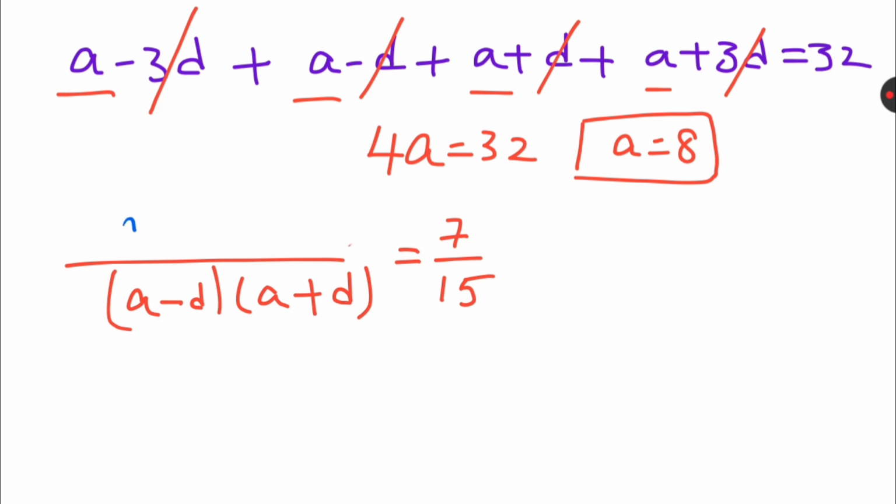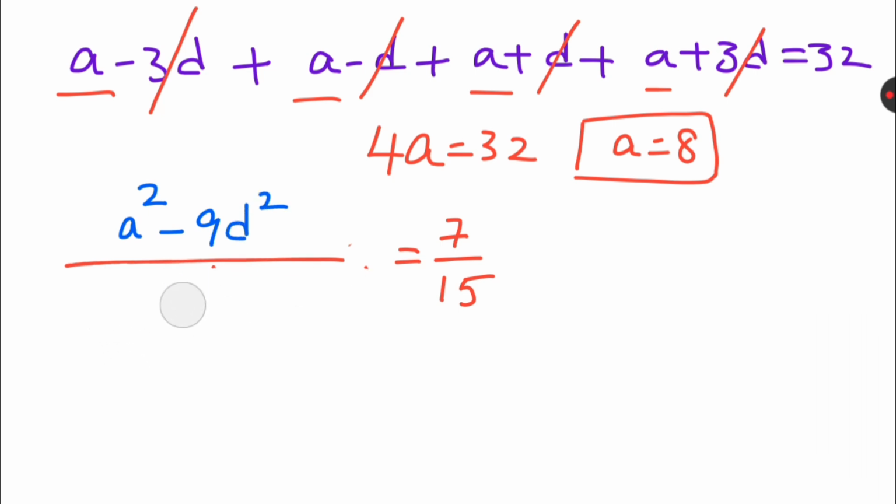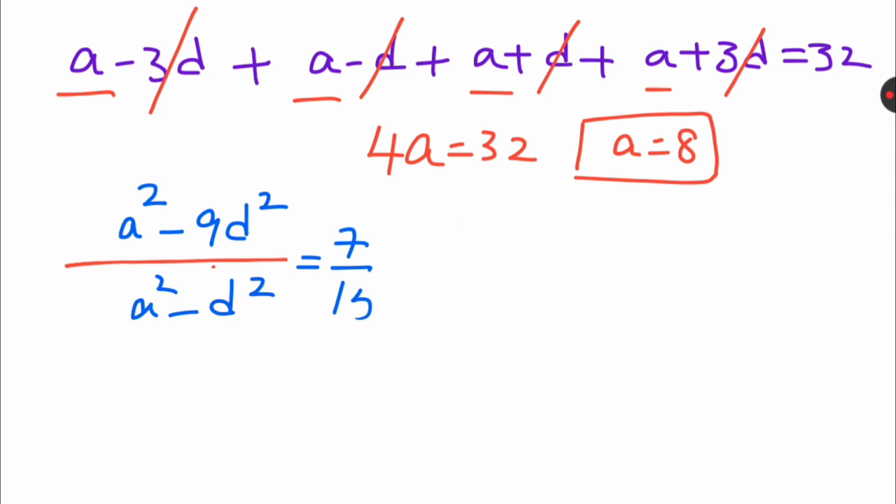It is a square minus b square. b square is 3d square, which is 9d square. Similarly, the denominator is also in the form of a minus b times a plus b. The formula is a square minus b square. That is equal to 7 over 15. Here we know the a value. What is the a value? The a value is 8. We can substitute here. If a value is 8, then a power 2 is 64. Similarly, in the denominator also, instead of a power 2, we can write 64.